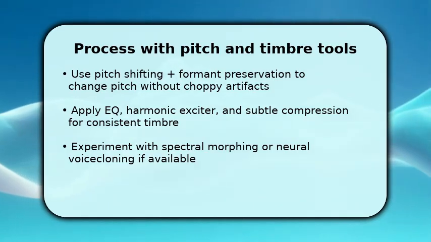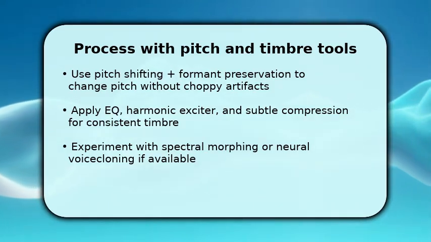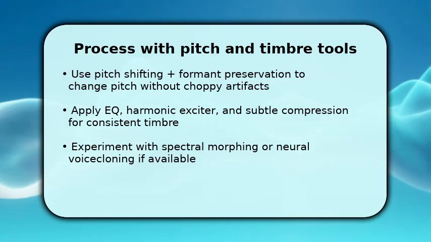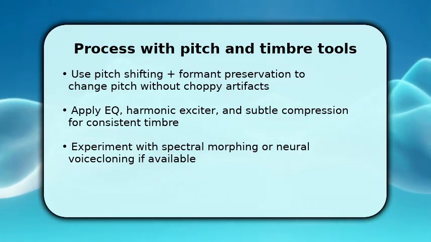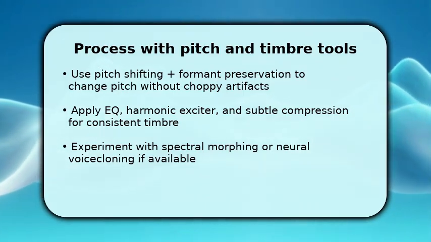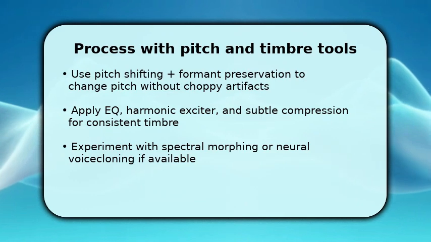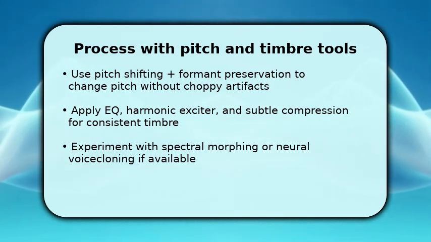If you have spectral morphing or neural voice models, morph the spectral envelope toward the target voice. Make incremental adjustments and audition in context. Save incremental versions so you can A/B test and revert if needed.